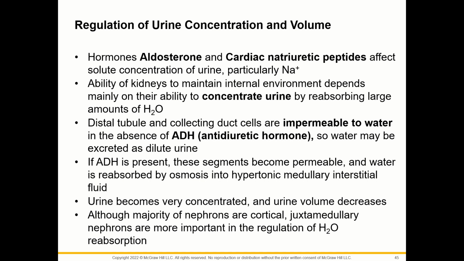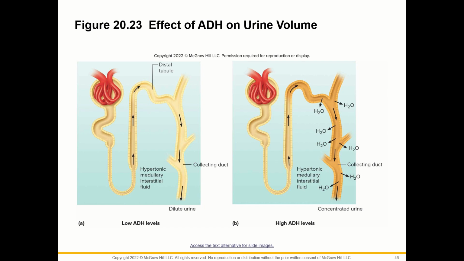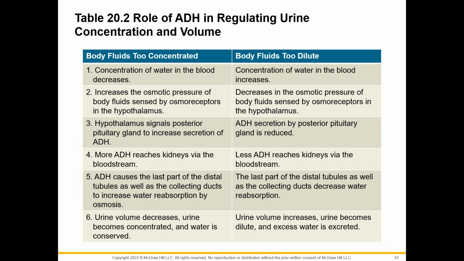Although the majority of nephrons are cortical, juxtamedullary nephrons are more important in the regulation of water reabsorption. Figure A shows low antidiuretic hormone, and you can see that we've got dilute urine, so we're removing lots of water, versus high antidiuretic hormone, which means that we are reabsorbing water back into the bloodstream and we're thus making concentrated urine. This table is going to compare when the body fluids are too concentrated versus body fluids too dilute.